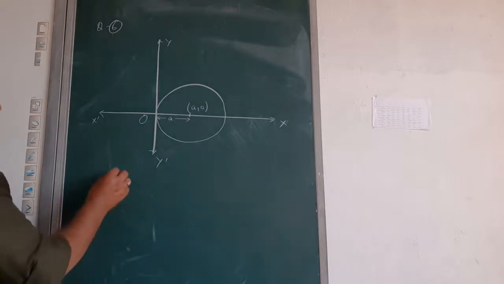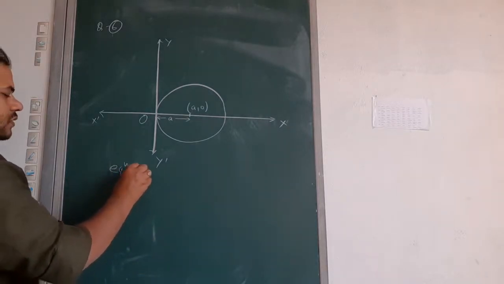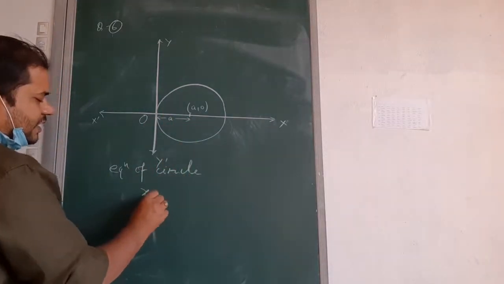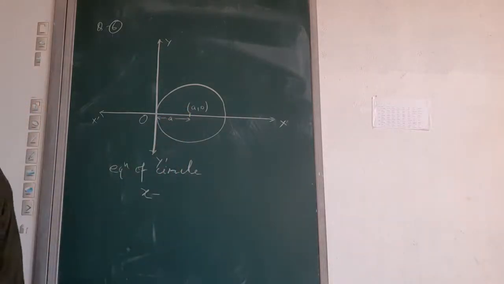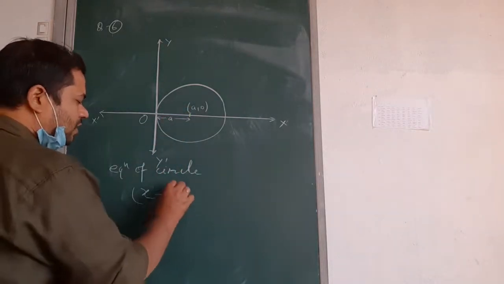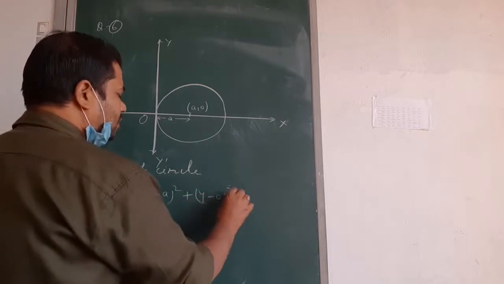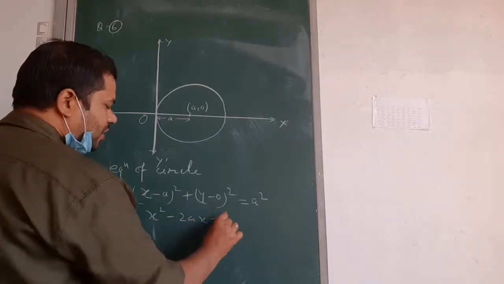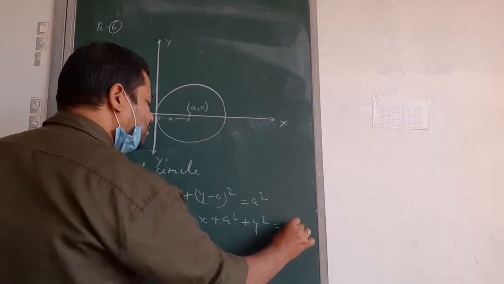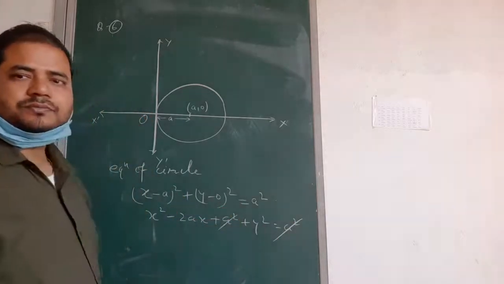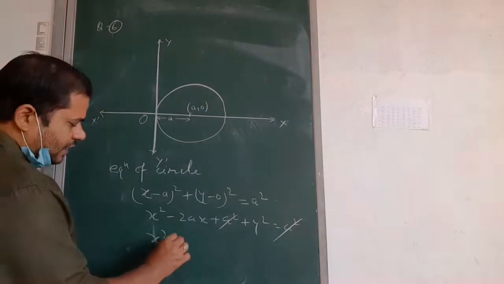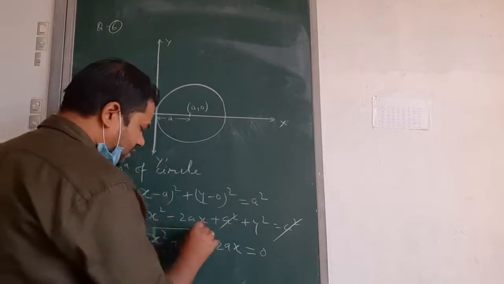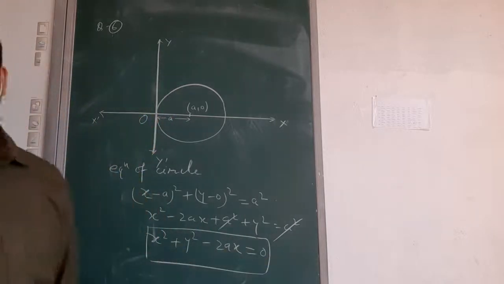So what is the equation of circle? First we find the equation of circle. Okay, so (x minus h) whole square plus (y minus k) whole square, where (h, k) is the center. That means (x minus a) whole square plus (y minus 0) whole square is equal to a square. So this is x square minus 2ax plus a square plus y square is equal to a square. So this is cancelled out. So the required equation is x square plus y square minus 2ax is equal to 0. So this is the equation of circle.